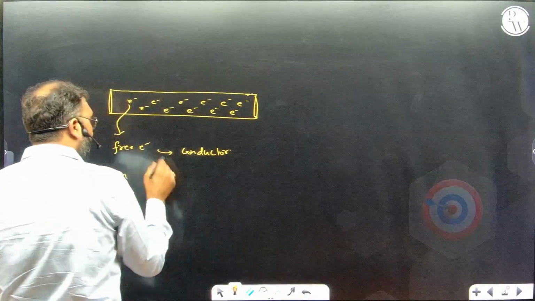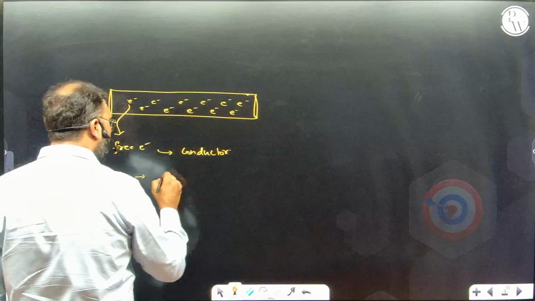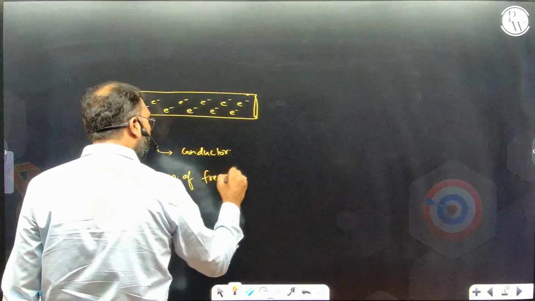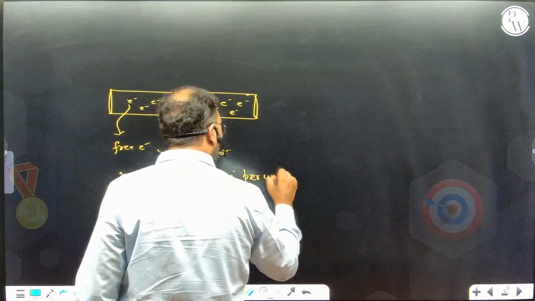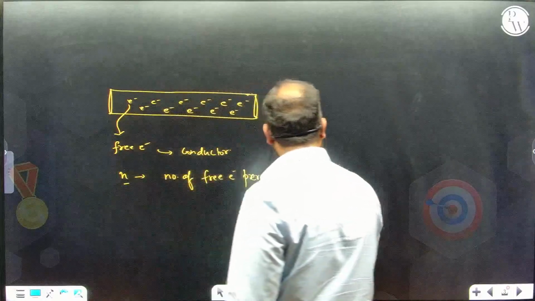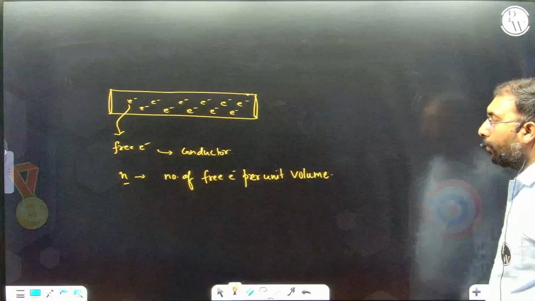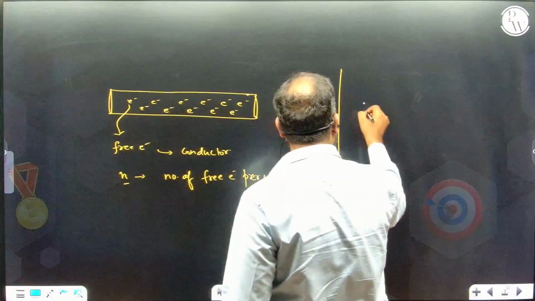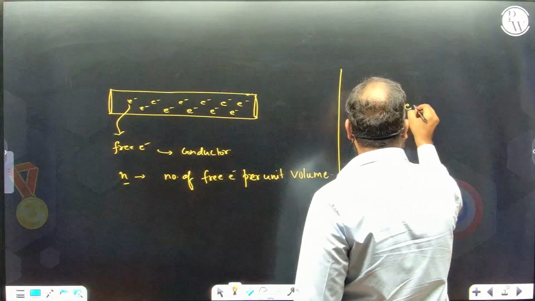So we'll be calling it as, if it is a conductor, and small n I'm calling as what? Number of free electrons per unit volume. So small n represents the number of free electrons per unit volume, and the current will be written as I = nAeVd.